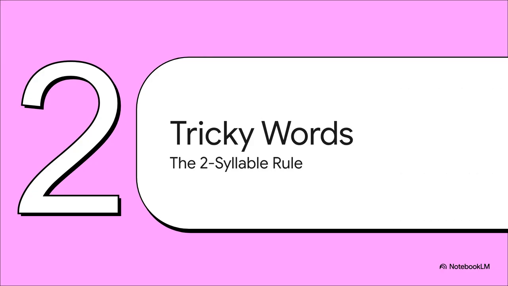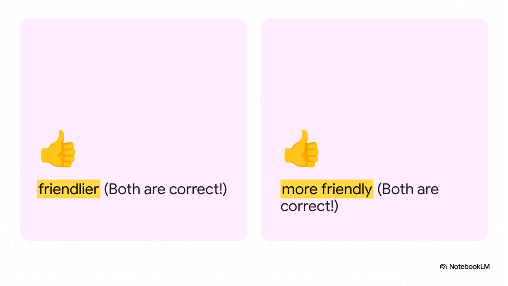Okay, so we've got one-syllable words covered, and we've got words with 3 or more syllables covered. But what about the words stuck in the middle? Those tricky 2-syllable words. This is a bit of a gray area, but don't worry, there's a really easy way to handle it. Let's take a word like friendly. I'm sure you've heard people say friendlier, but you've probably also heard them say more friendly. Well, guess what? You're not going crazy. For a lot of these 2-syllable words, both ways are actually correct.